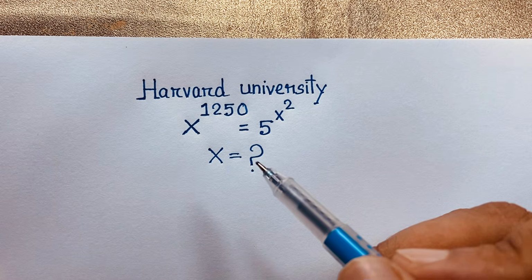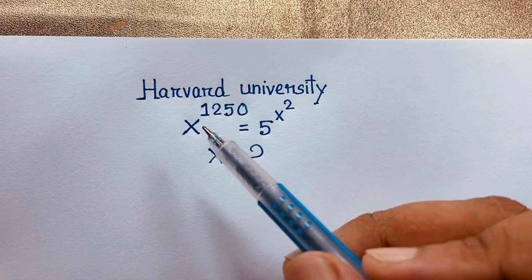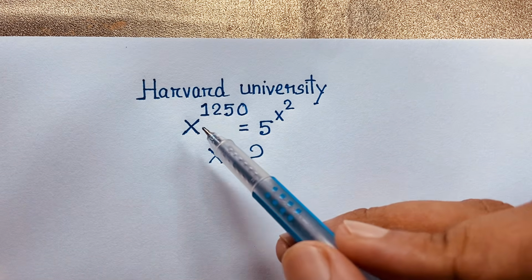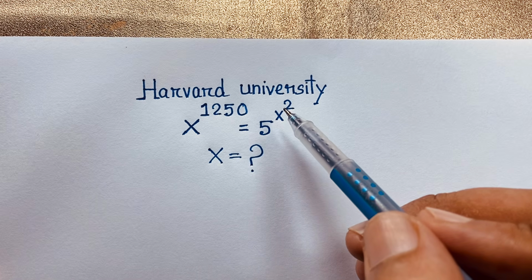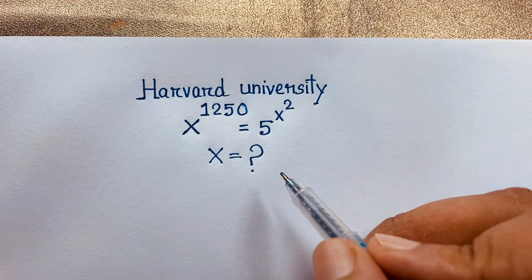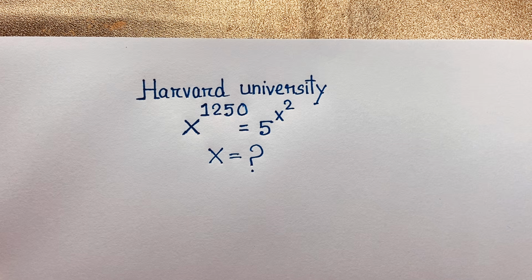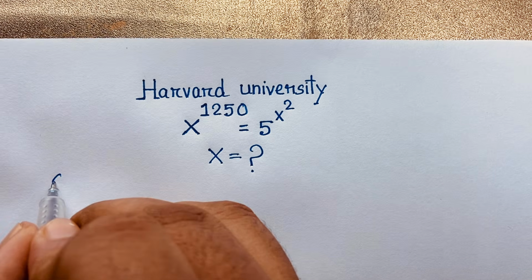Today we are going to solve an interesting exponential math problem: x to the power 1250 is equal to 5 to the power x to the power 2. x is equal to what? How to solve this interesting exponential maths problem. I solved this question with an easy method or math solution.